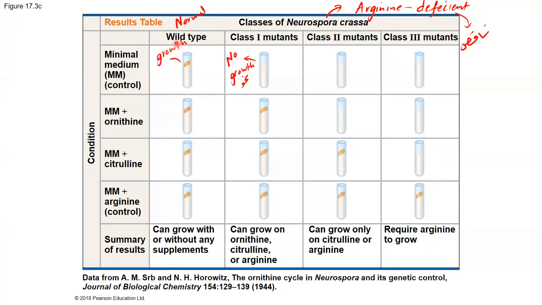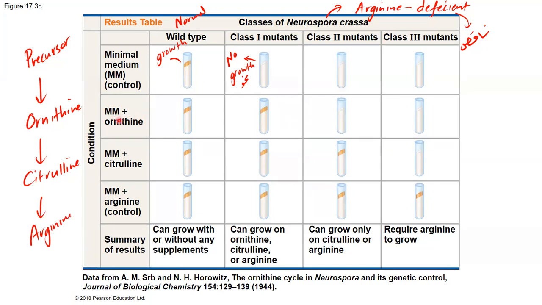The wild type can grow on minimal media plus ornithine. So this is a minimal media with ornithine added to it. Remember, arginine is synthesized from a precursor into ornithine. Then ornithine is converted into citrulline, and then into arginine.